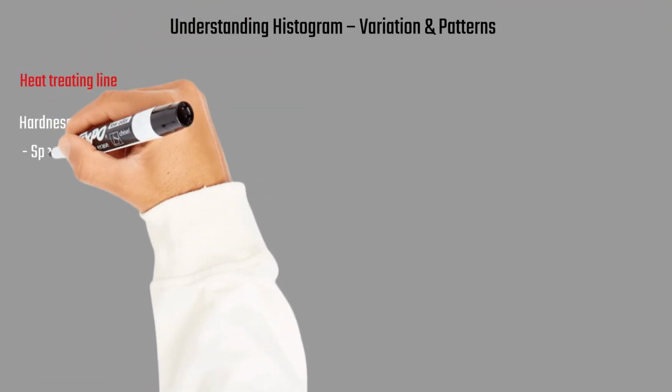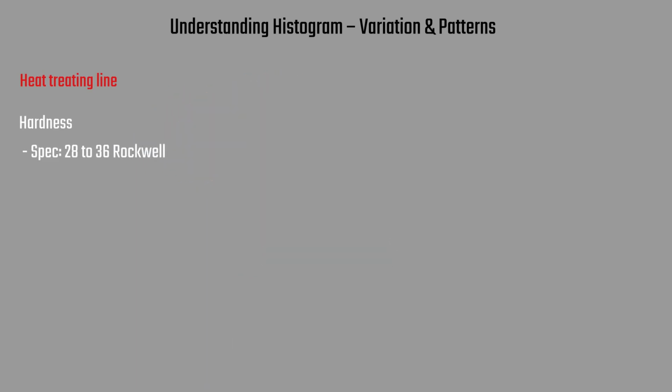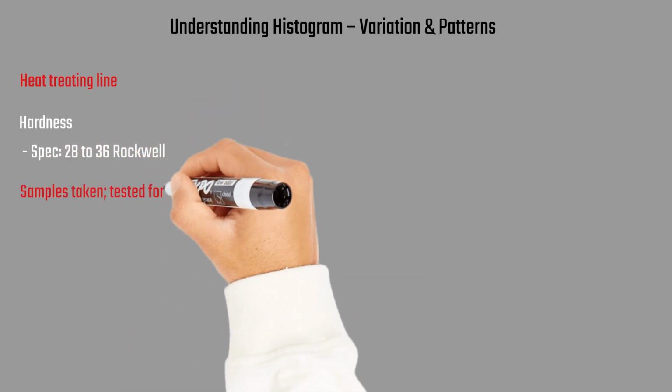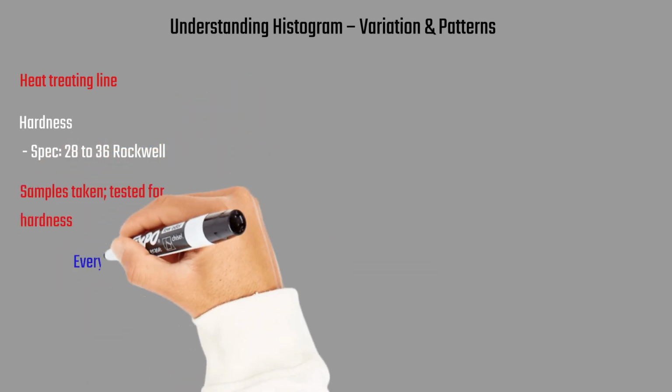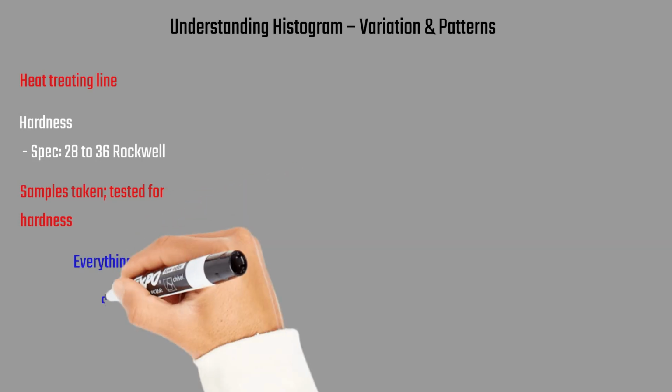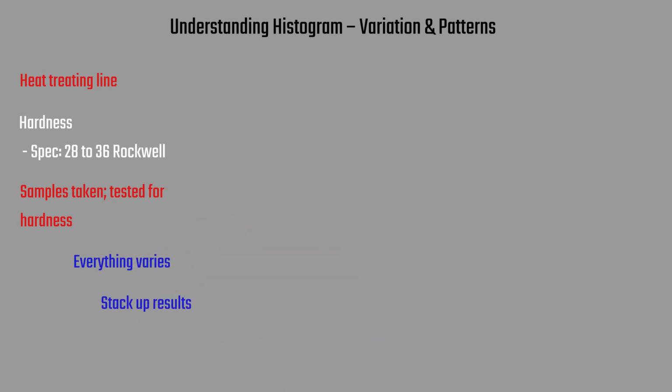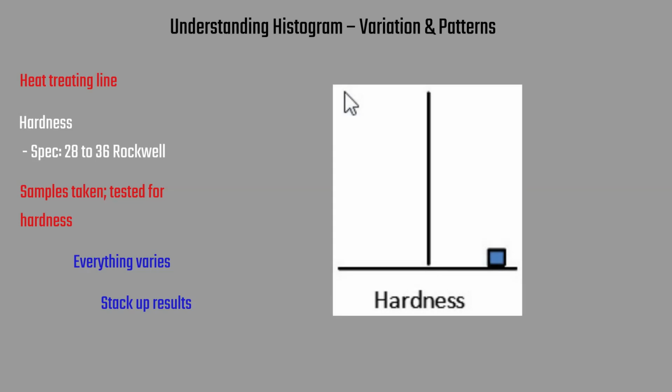Suppose you run a heat treating lab and you measure hardness on samples occasionally with a spec of 28 to 36. You take a sample, test it for hardness. Later on, you take another sample and test it for hardness. Do you get the same result? No, of course not. Things vary.